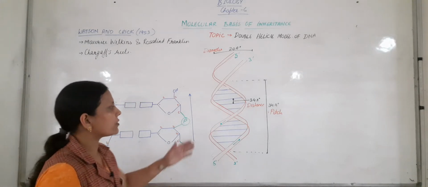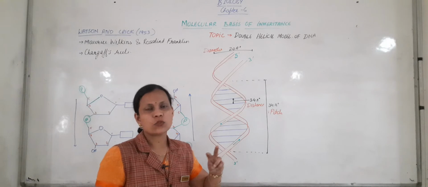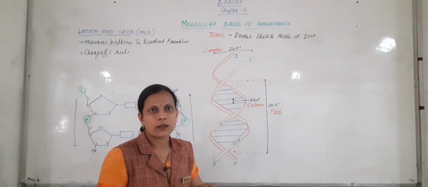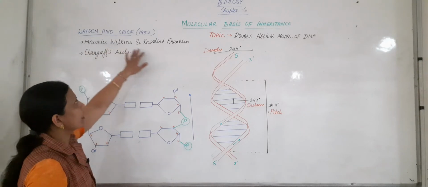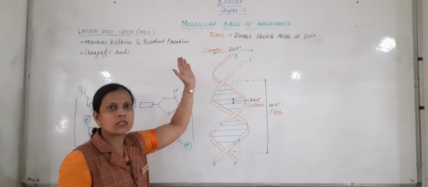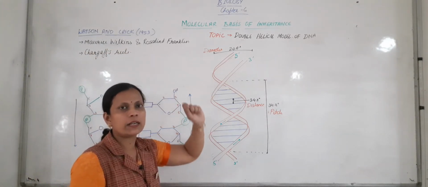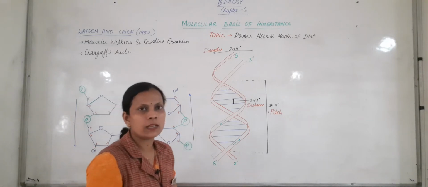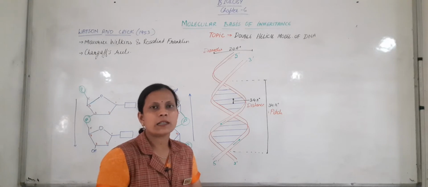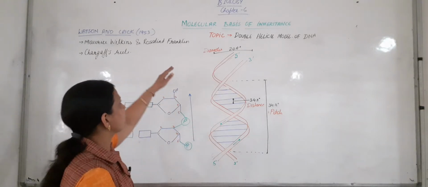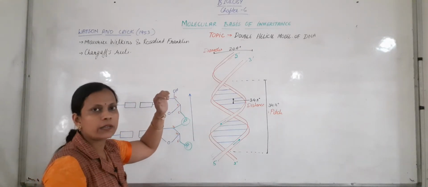Now before giving the structure of the DNA, they used two background informations earlier done by other scientists like Maurice Wilkins and Rosalind Franklin. These were the two scientists. They were dealing with the photograph of DNA. They obtained certain photographs using the X-ray crystallographic technique. These photographs were used by Watson and Crick to formulate their model.